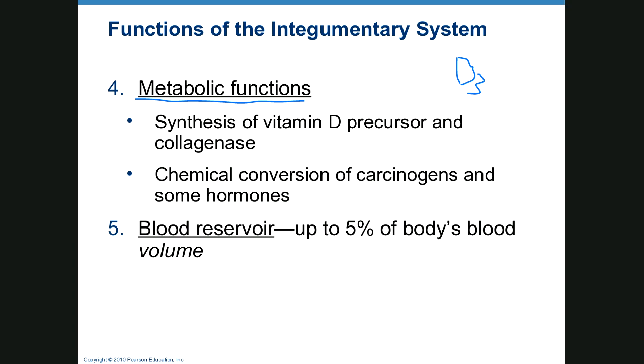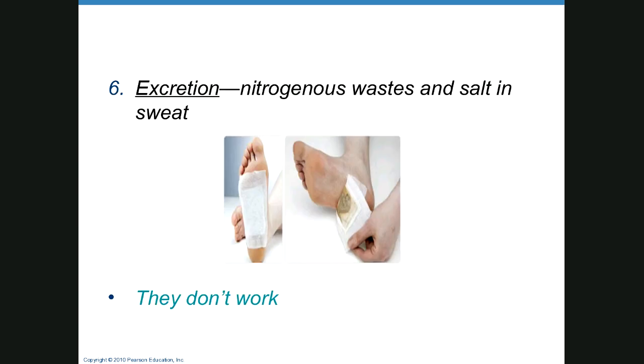Blood volume reservoir. 5% of the body's blood volume is in the skin. So when a person is in shock, they will divert that blood away from the skin, and they'll have a little extra for things we care about now, like brains and hearts, things we really have to have going. The skin can survive a little longer without the full load of blood. Okay, some nitrogenous wastes and salt are excreted in the sweat.